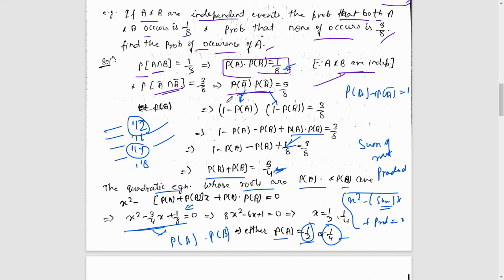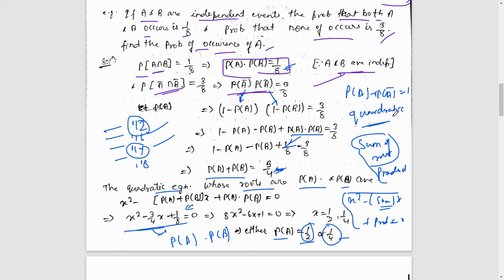So, is this clear? Are you aware of this quadratic equation formula, the sum of the roots and product of the roots? If the sum of the roots and product of the roots is given, then how do you form the quadratic equation? Anyone?